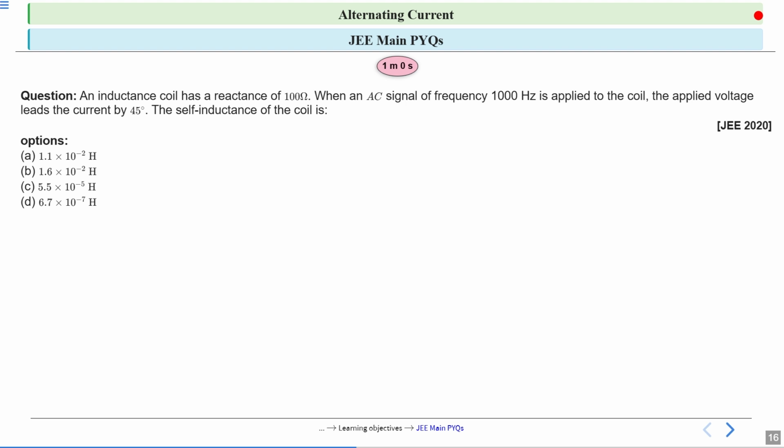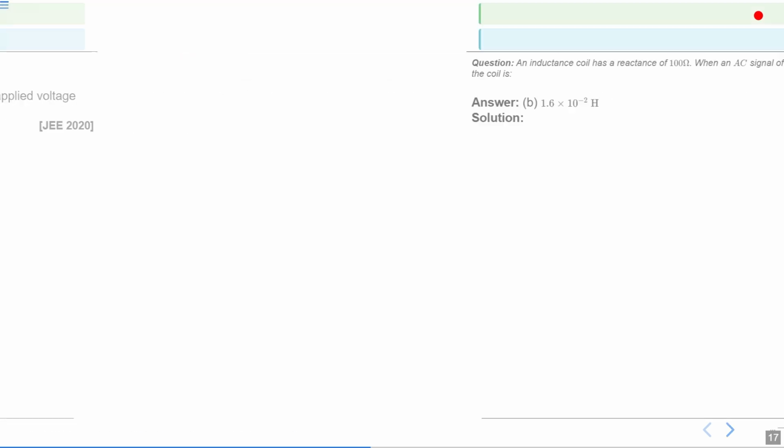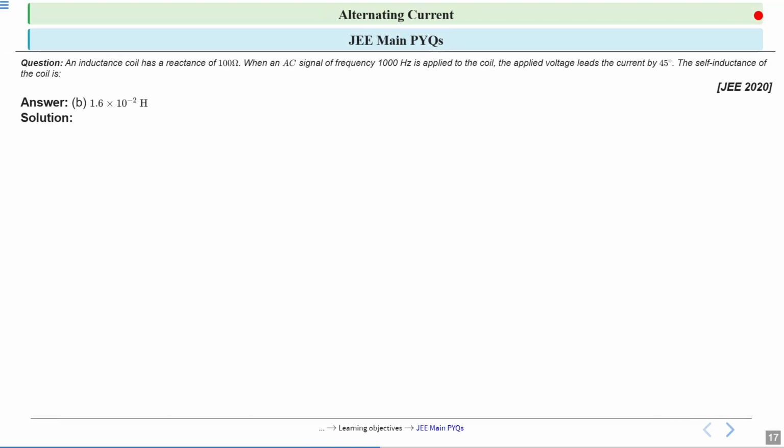The options are 1.1 into 10 to the power minus 2 Henry, 1.6 into 10 to the power minus 2 Henry, 5.5 into 10 to the power minus 5 Henry, and 6.7 into 10 to the power minus 7 Henry. I will give you some time to think about it. The correct option is B, 1.6 into 10 to the power minus 2 Henry.